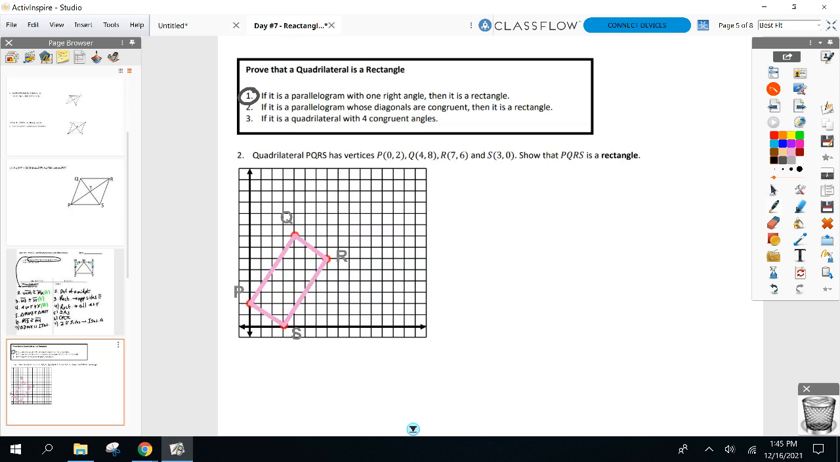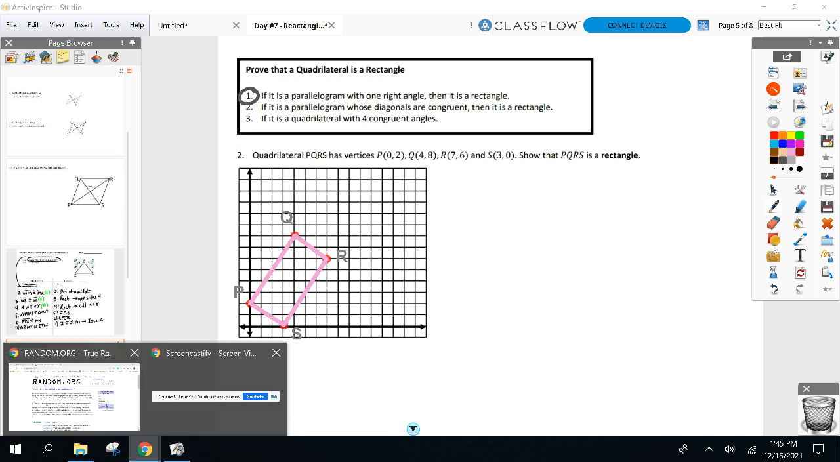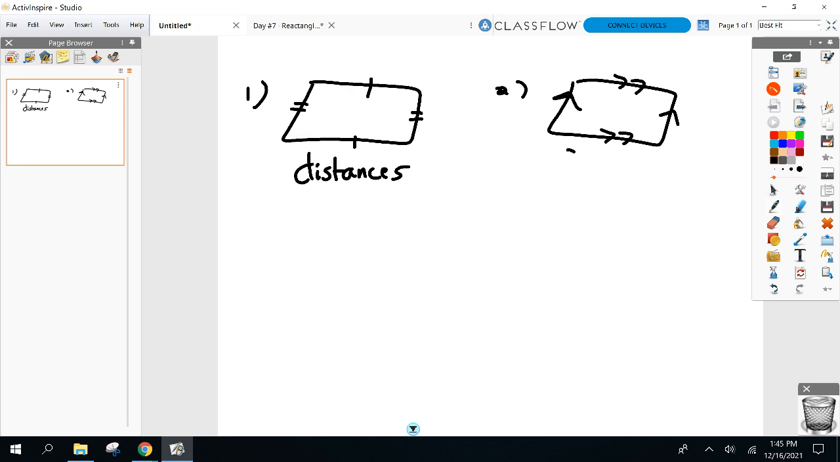To show the opposite sides are parallel, what formula would I need here? We've done it this year. We have showing QR and QP are parallel. I would need what formula? Eva? Slope formula, correct. So if I'm going to show opposite sides are parallel, I need slope.